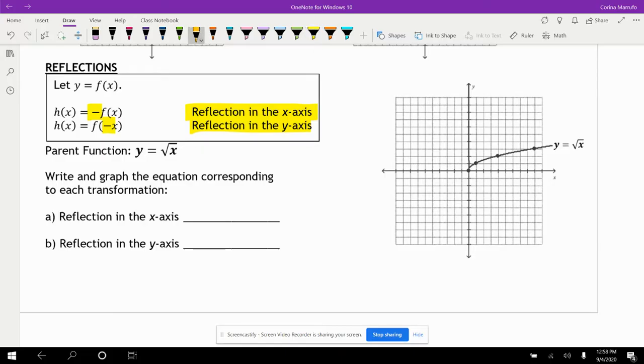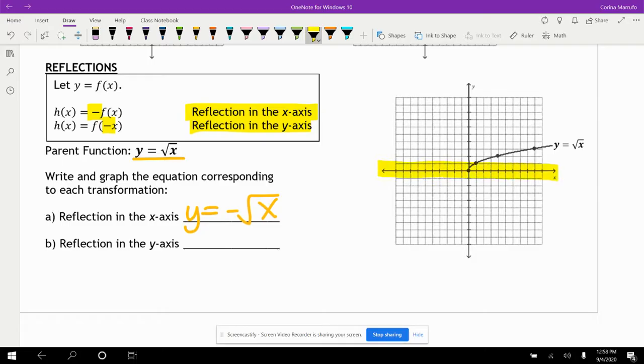So for example, here we have the parent function y equals the square root of x. So when we want to reflect across the x-axis, we need to put the negative in front of the square root. Okay, so then what does it look like? Let's go ahead and reflect this across the x-axis.